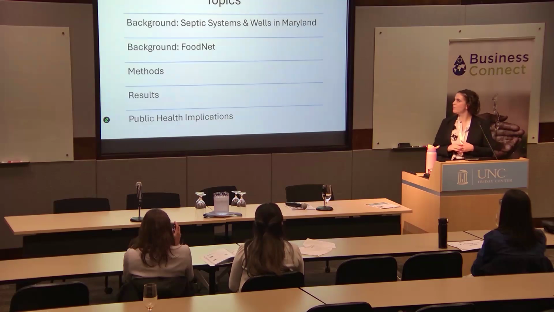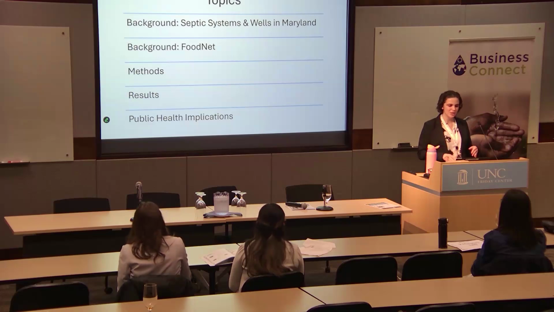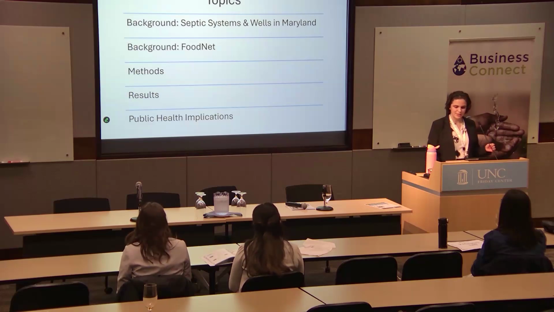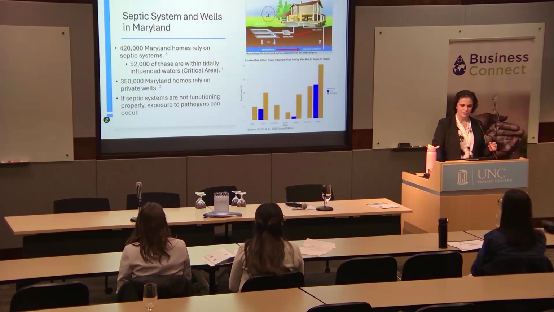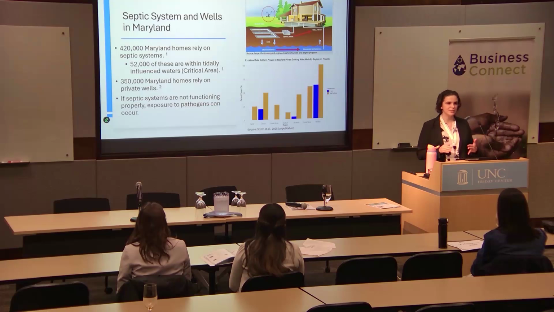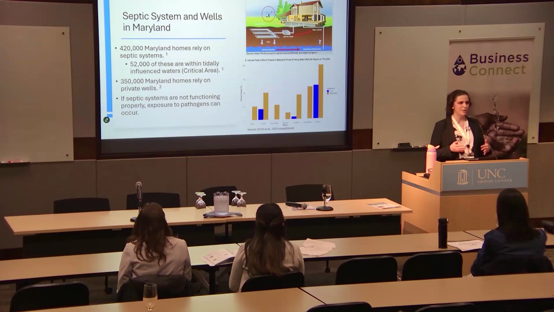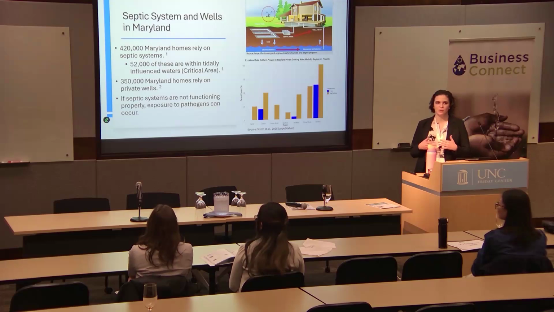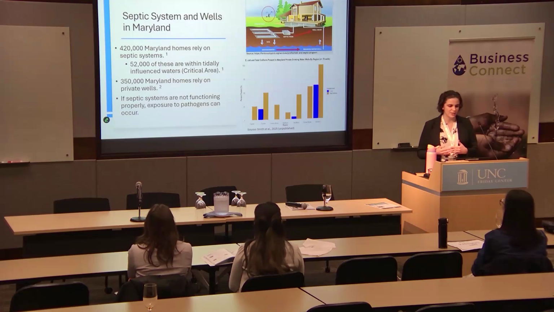So just a brief overview of what I'll be talking about today, starting with an overview of septic systems and wells. In Maryland, there are about 420,000 homes that rely on septic systems, and about 52,000 of these are located within 1,000 feet of tidally influenced waters, or what we call the critical area. There are also about 350,000 homes that rely on private wells, which are not regulated by the Safe Drinking Water Act, so it's up to the individual homeowner to ensure that they are following the recommendation of annual testing.